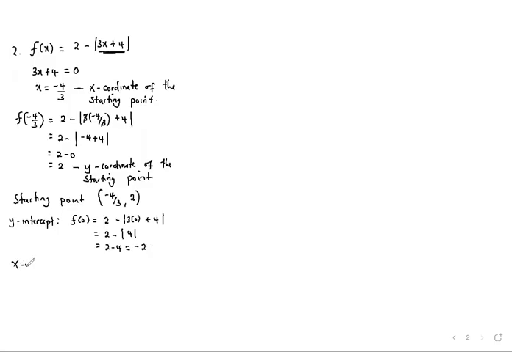What about the x-intercept? The x-intercept is f of x equal to 0, meaning you equate the function to 0: 2 minus the modulus of 3x plus 4 equal to 0. So we get negative modulus of 3x plus 4 equal to negative 2. Divide by negative 1, divide by negative 1. So we have the modulus of 3x plus 4 equal to positive 2. This means that we need the value of x so that when this is defined, we are getting a 2.